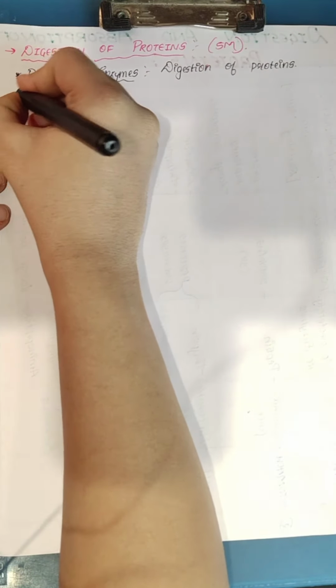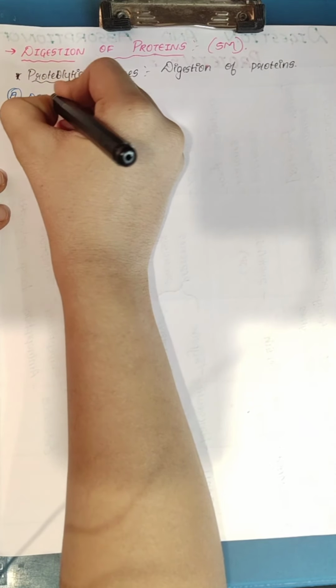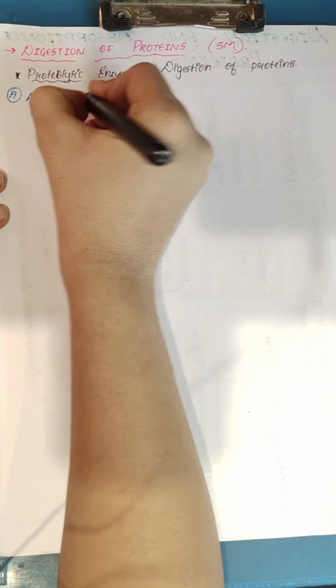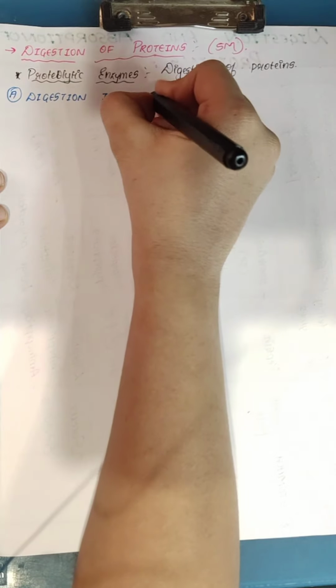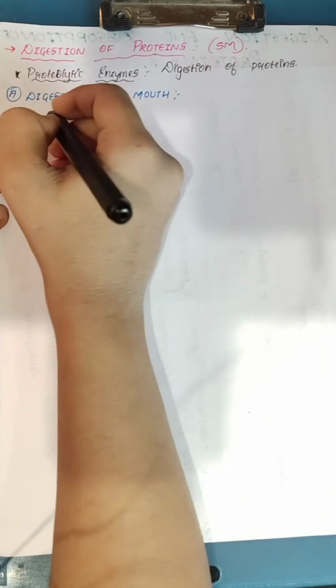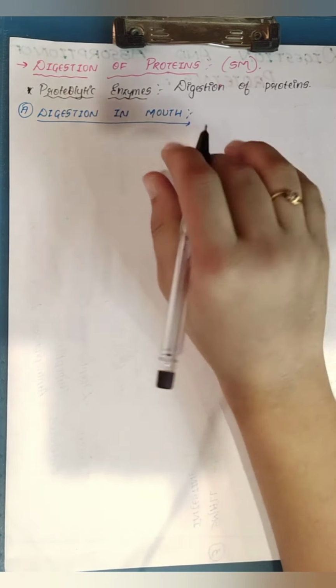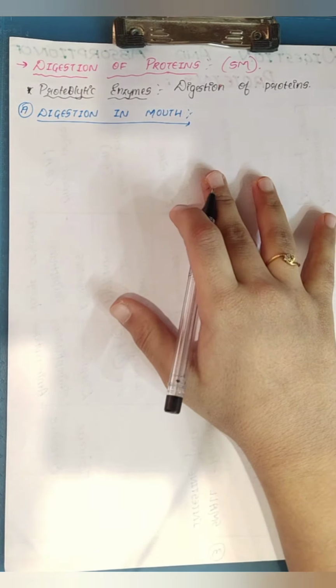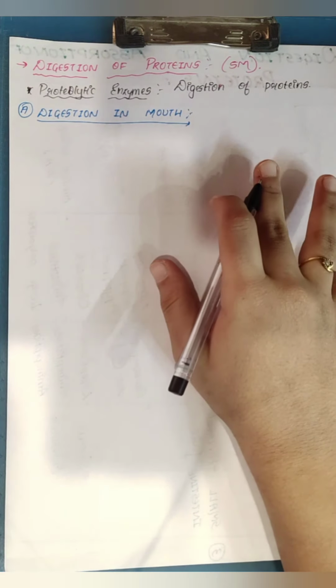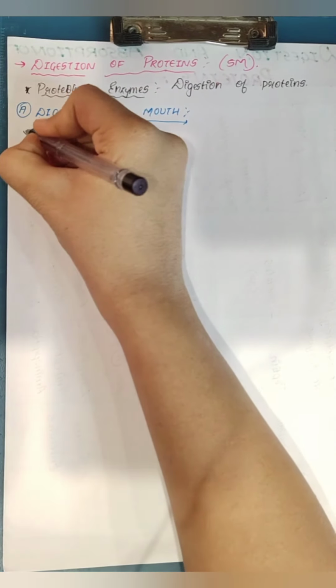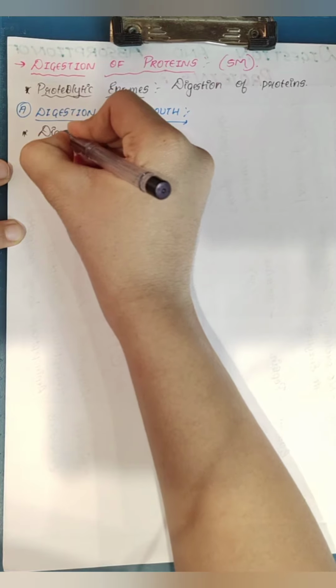First we'll look at the digestion in the mouth. Digestion of proteins does not start in the mouth because the saliva does not contain any proteolytic enzyme. So the digestion of protein mainly starts in the stomach. This is an important point.